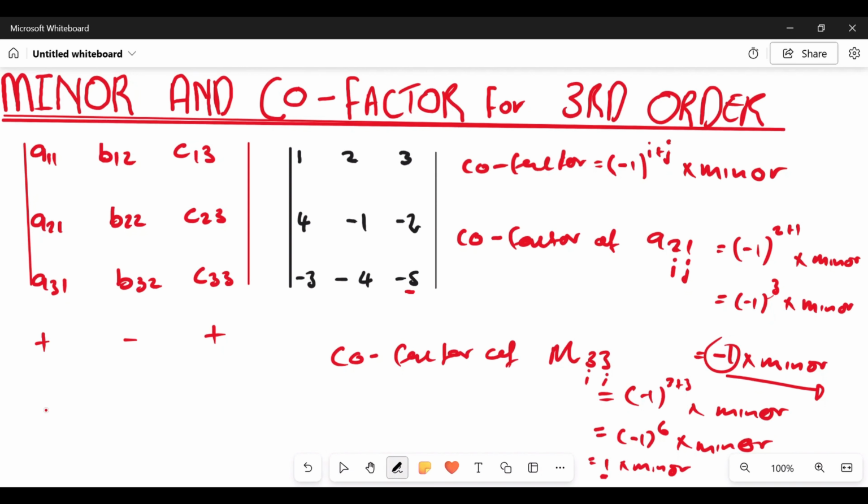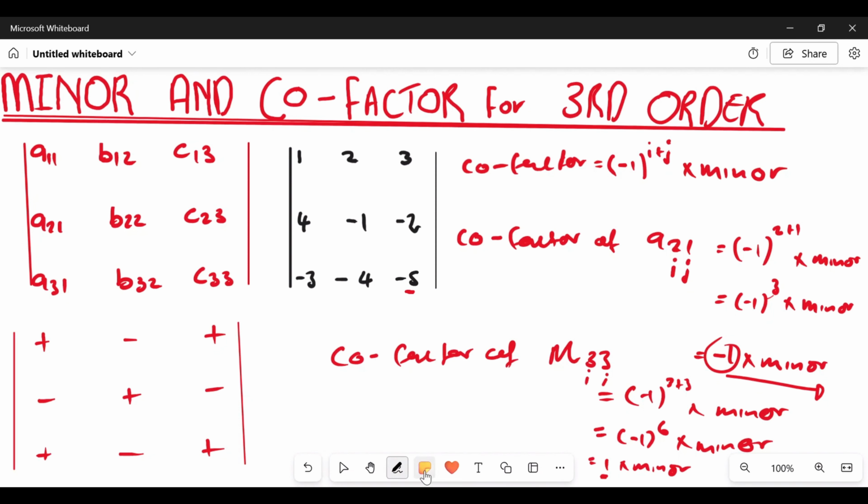If you go downwards, it's still the same. The first entry on the column is going to be positive, the second entry on the column is going to be negative, and the third one is going to be positive. You just alternate the signs, right? These signs, guys, you also call them cofactor signs. You can use them to calculate the cofactor, just in case you don't like to use the formula.